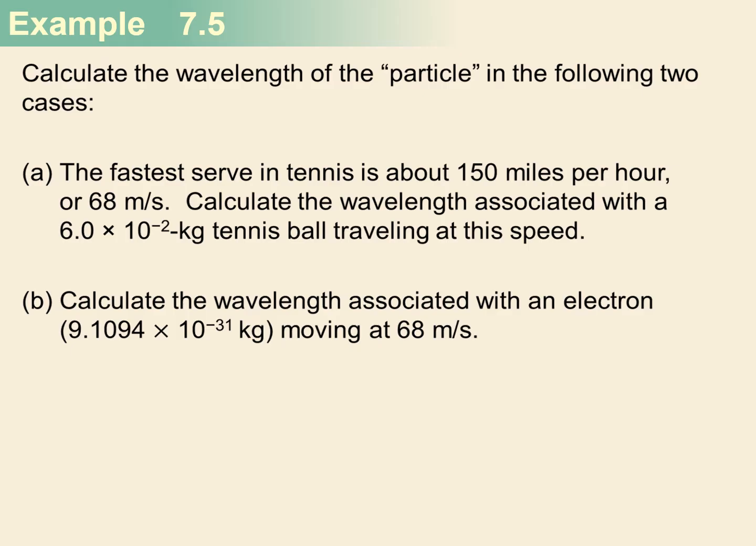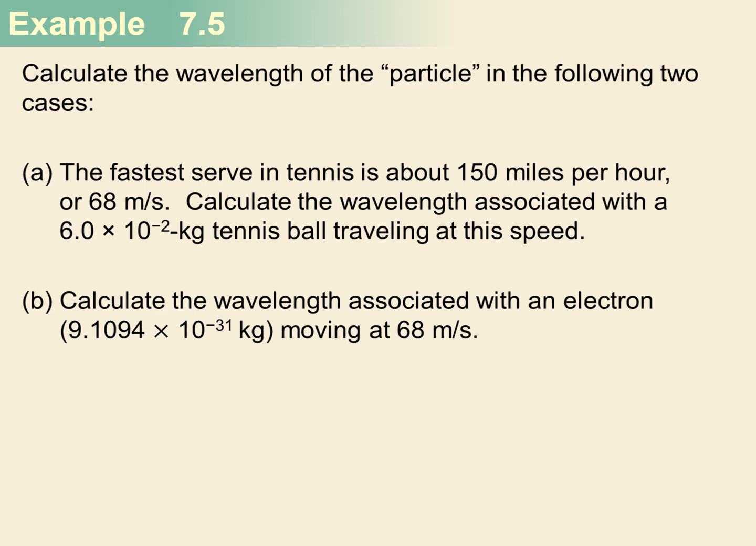We're now going to put the de Broglie equation to work in two different scenarios where we're dealing with a so-called particle. So in case A, we're actually going to be dealing with a tennis ball. And we're going to be asked to calculate the wavelength associated with that tennis ball. Remember, we proposed that particles moving at a certain velocity are also going to have a wavelength. So here our tennis ball is traveling at 68 meters per second. It has a mass of 6.0 times 10 to the negative 2 kilograms. And we're going to use that to calculate its wavelength.